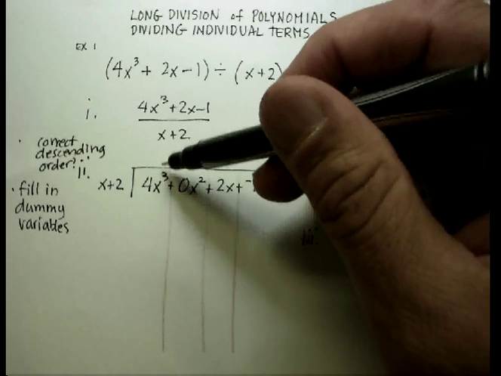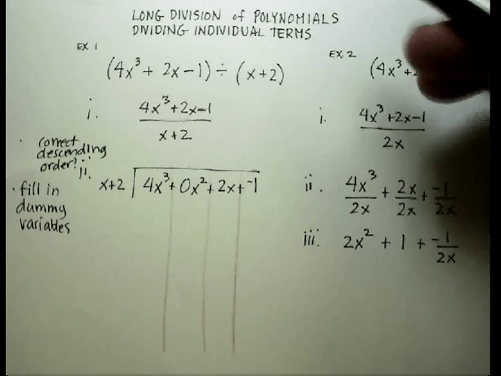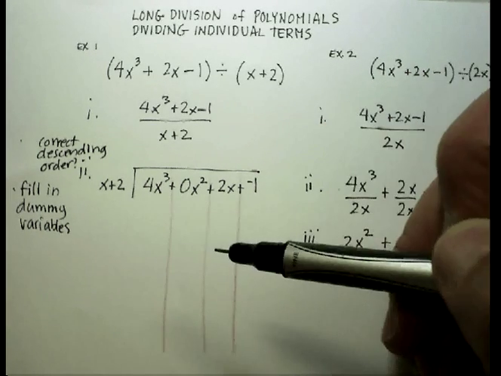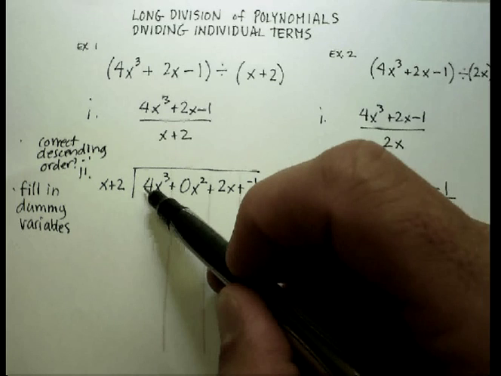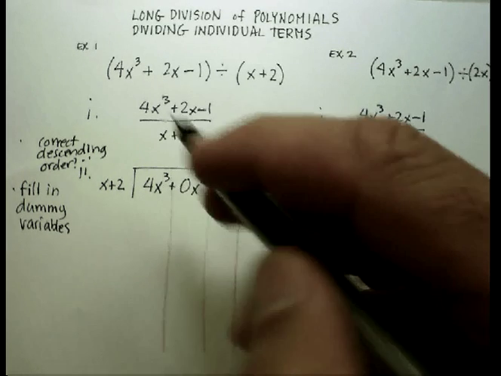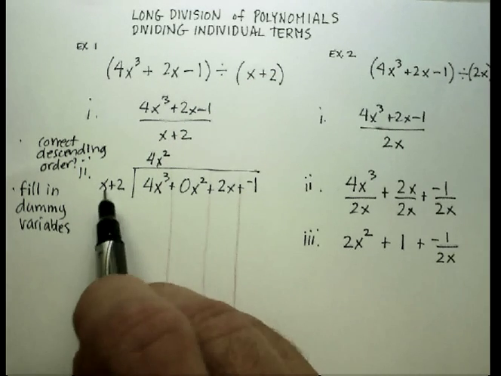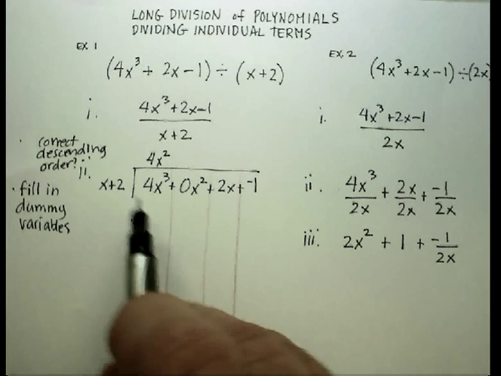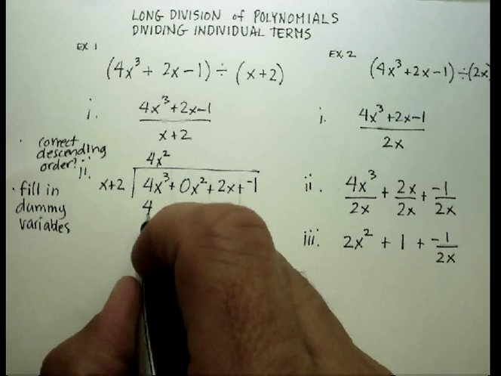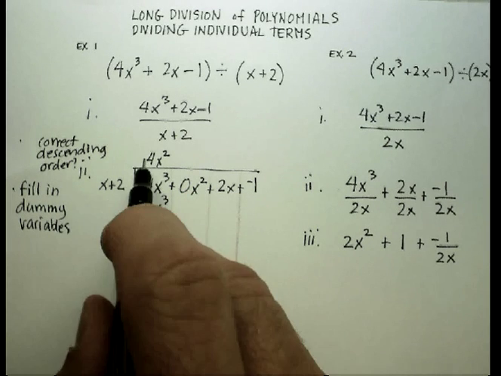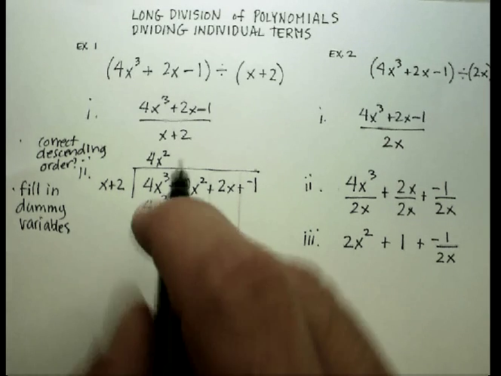Now, I've got a cube column, I've got a square column, I've got an x to the first column, and I've got a constant column. Now what you have to do is look at the two leading terms, okay? And you ask yourself, what times x gives me 4x cubed? And the answer is 4x squared. So write in 4x squared. Now you take that 4x squared and you multiply both of these terms and you put them in the right column. So 4x squared times x is 4x cubed, so I put that in the cube column. 4x squared times 2 is 8x squared, so I put that in the square column.